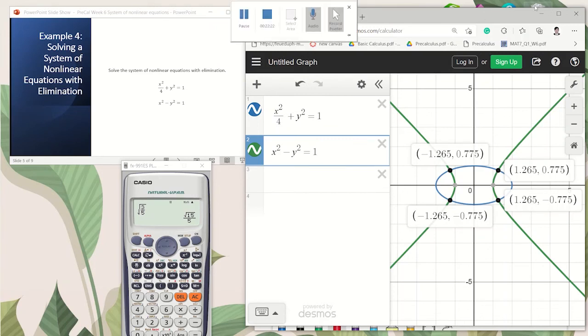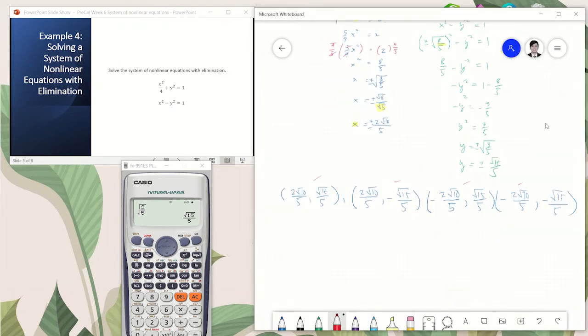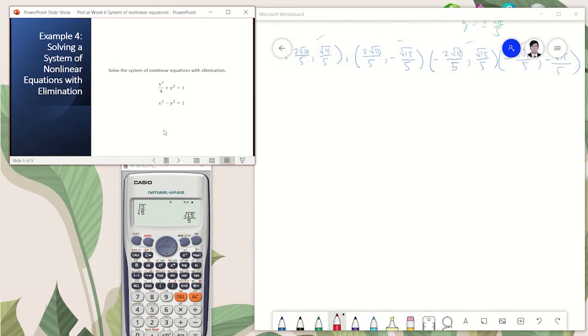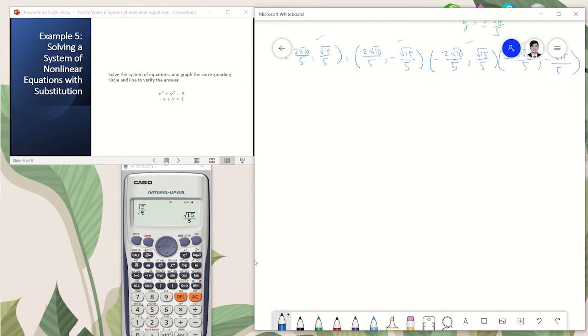Now, let's proceed to example number 5. There are instances wherein elimination would not be beneficial when you try to find its value of x and y, just like this one in example 5. What if we use elimination as a method?